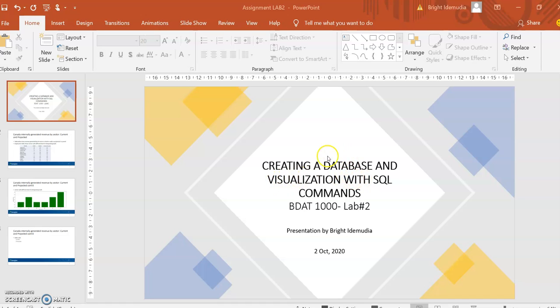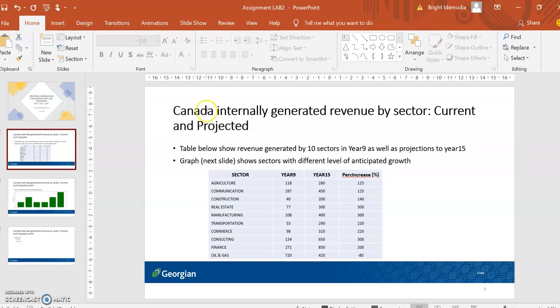I'm here presenting my assignment, Lab 2 on SQL, creating a database and visualization with SQL commands. I'll just quickly start with this presentation. My narration is about the Canada internally generated revenue by sector, current and projected. As I've stated here, the table below displays the different sectors ranging from agriculture to oil and gas.